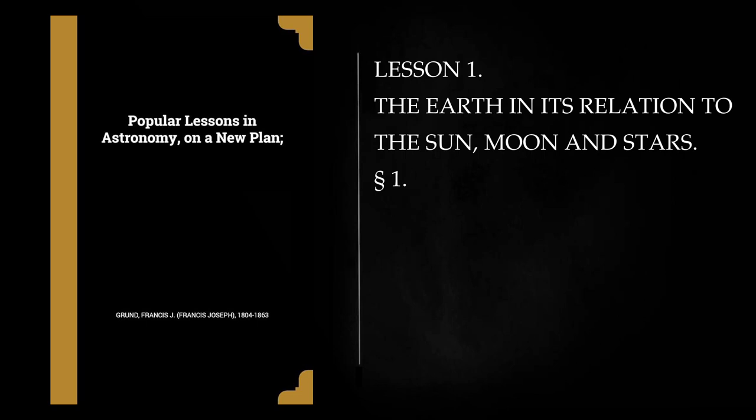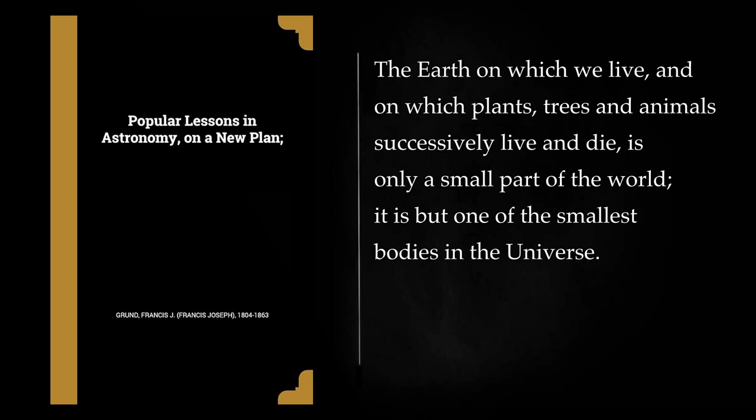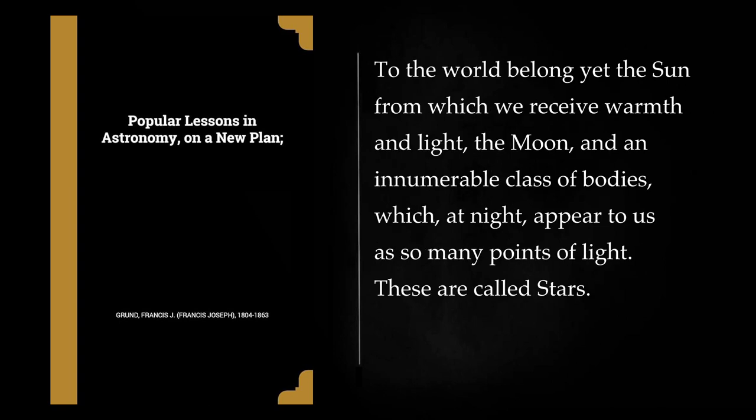Section 1. The Earth on which we live, and on which plants, trees, and animals successively live and die, is only a small part of the world. It is but one of the smallest bodies in the universe. To the world belong yet the sun from which we receive warmth and light, the moon, and an innumerable class of bodies, which, at night, appear to us as so many points of light.